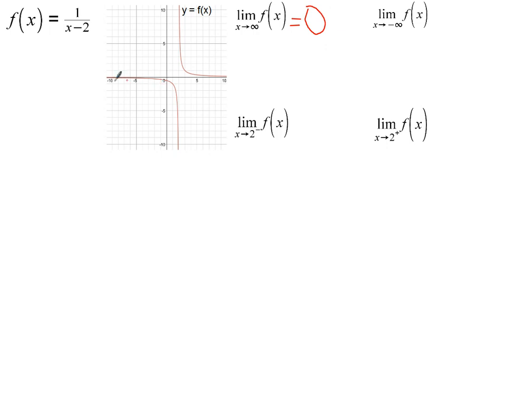The same thing happens as we go towards negative infinity. We're still approaching that horizontal asymptote of 0. So both of those limits are 0.